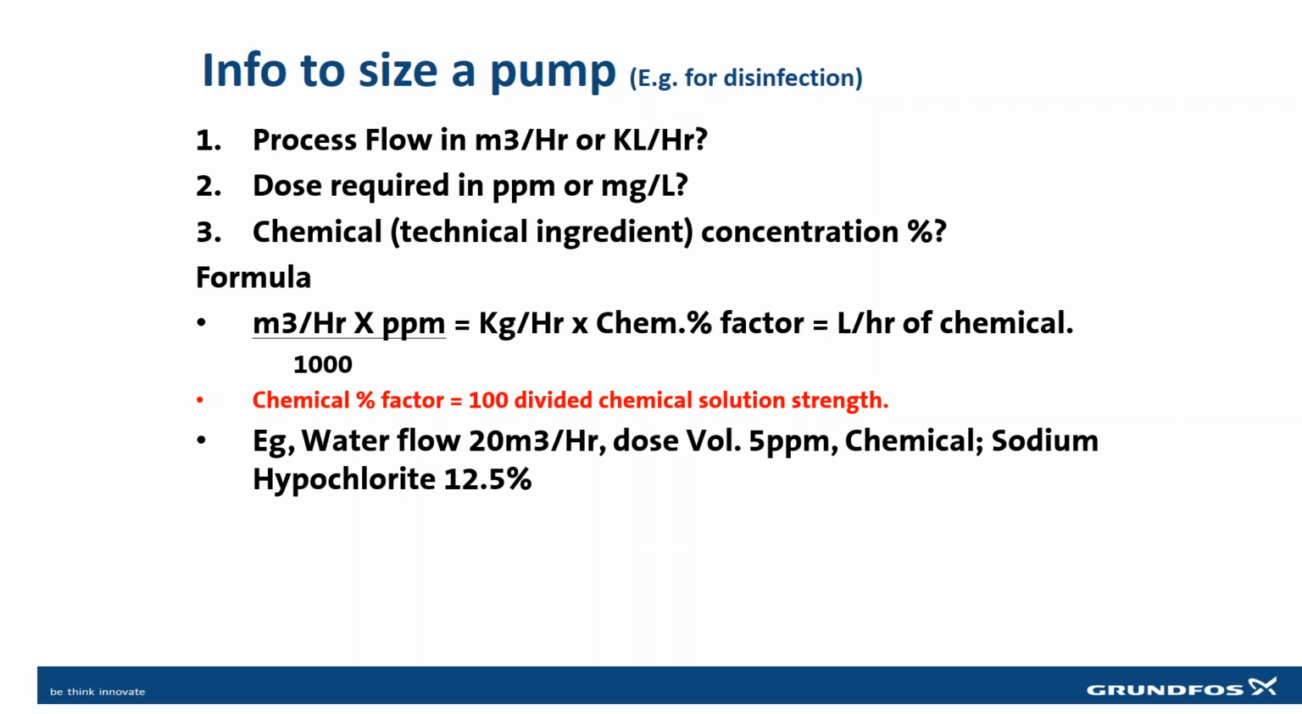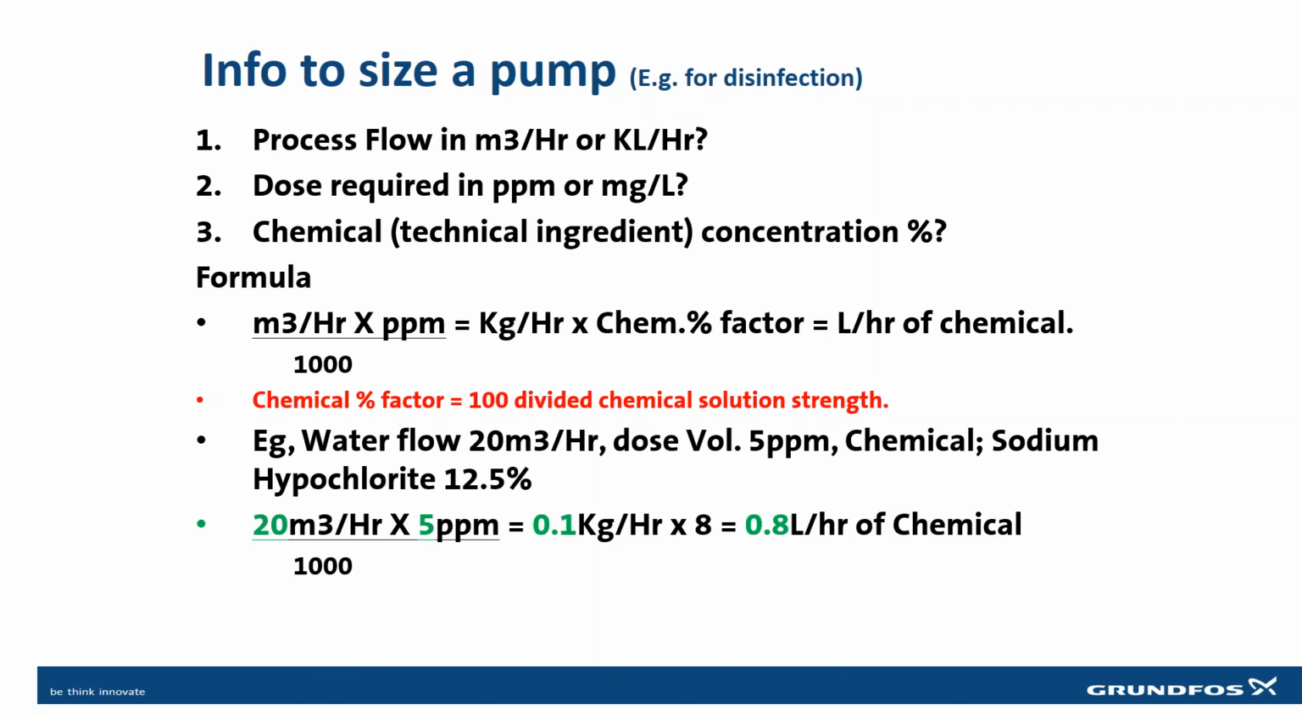So as a typical example, for water flow, here we have 20 cubic meters per hour. We require a dosed volume of 5 parts per million of the chemical, and the chemical is sodium hypochlorite at 12.5% solution. So the equation is quite simple. It looks like this: 20 cubic meters per hour multiplied by 5 ppm divided by 1,000 means we need 0.1 kilograms of chlorine per hour, or 100 grams if you want to look at it that way. A 12.5% solution has a chemical percentage factor of 8, so 0.1 multiplied by 8 is 0.8 litres per hour, or 800 mils per hour of this 12.5% sodium hypochlorite solution. It's quite a simple equation. It gives you a guide to the type of dosing pump you're looking at.